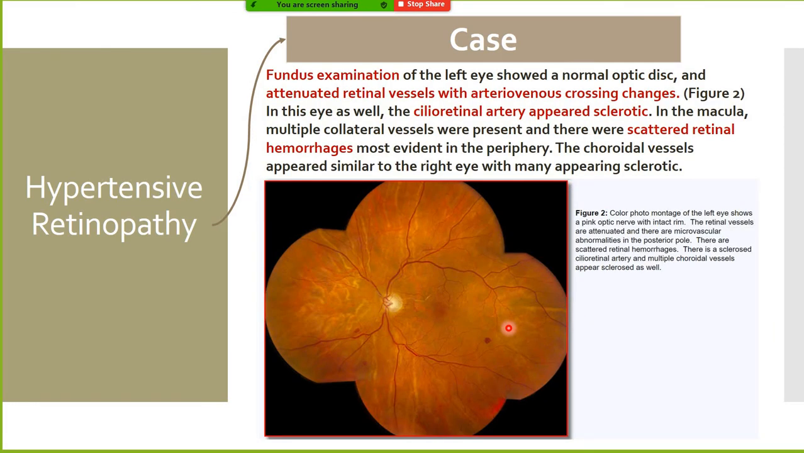The left eye showed a normal optic disc, and the blood vessels were attenuated. Here at the macula, multiple collateral veins were present, and there are scattered retinal hemorrhages, if you could see here. These are the major changes which we find in this particular image.